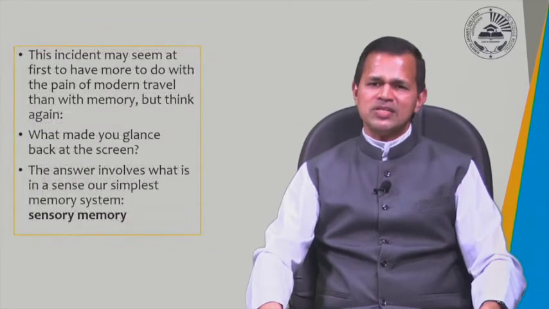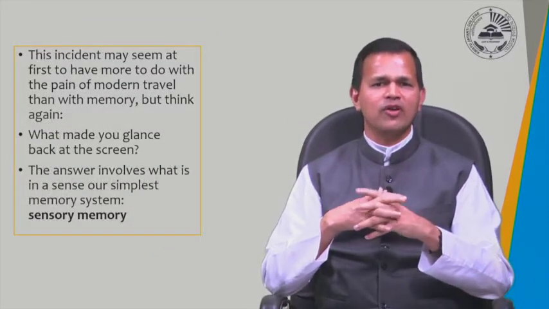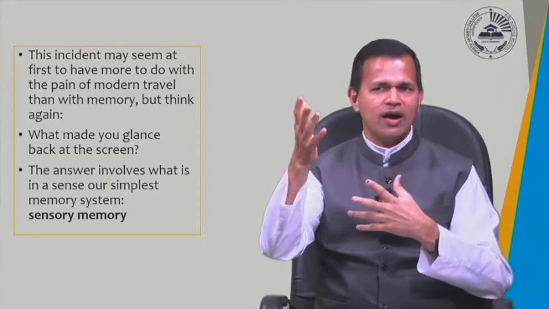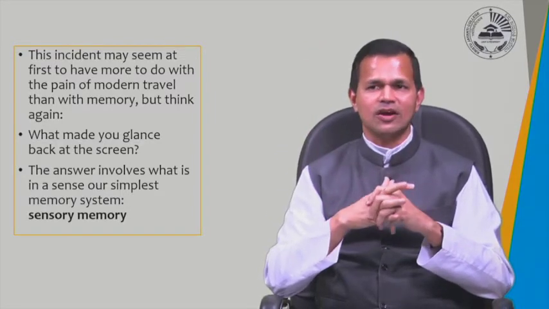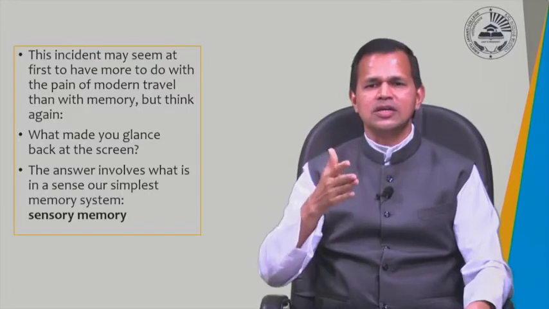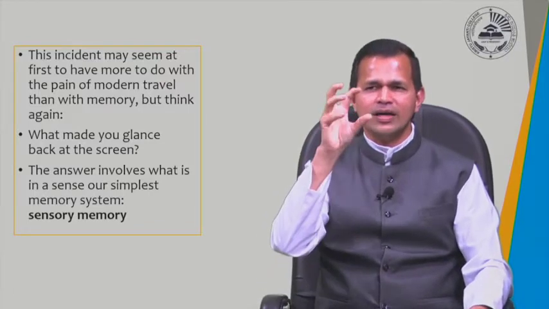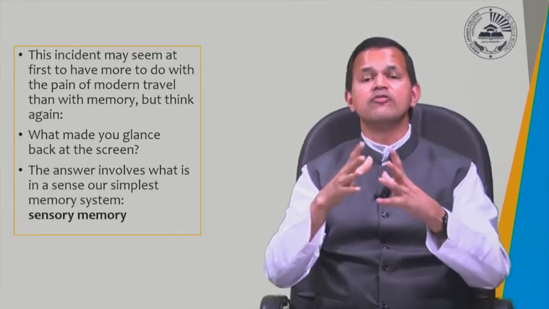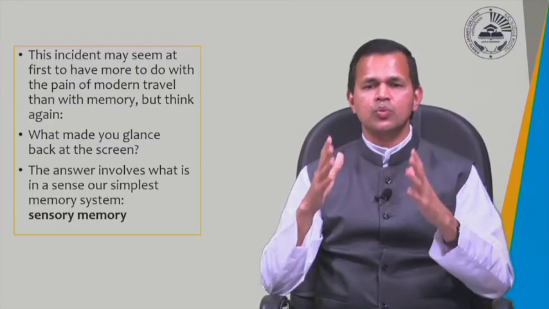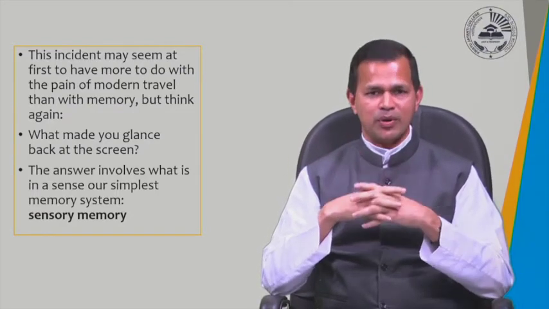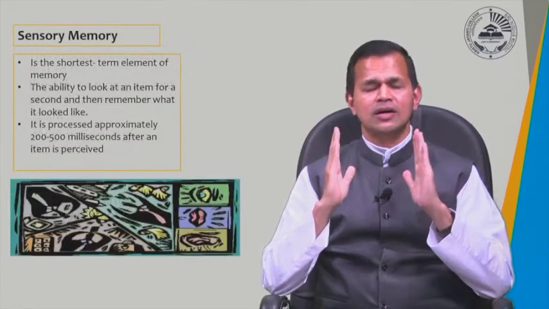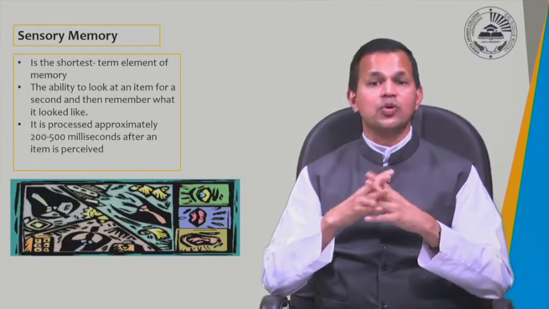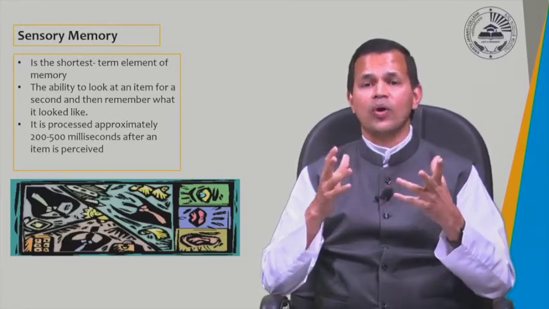The incident may seem at first to have more to do with the pain of modern travel than with memory, but it is definitely not just the delay in the flight status that is bothering you. Rather, it is our ability to save the information which is meaningful to you. That is what stays in your memory system, which is called sensory memory. So sensory memory is the shortest-term element of memory. It is our ability to look at an item for a second and then remember what it looked like.